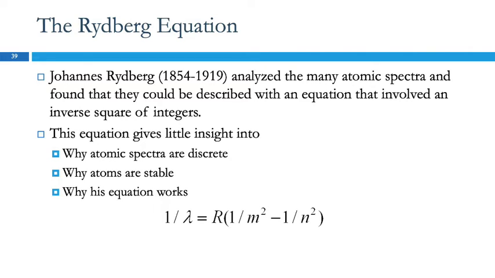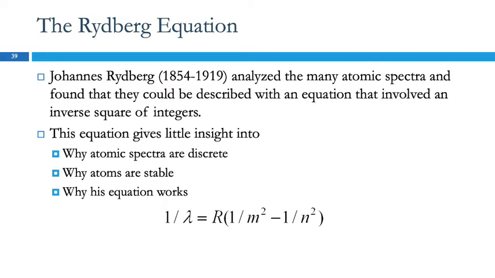So putting different integers in here would give you wavelengths that were observed in various atomic spectra. So this is nice, but it doesn't really do much. It doesn't tell us why any of this is happening.